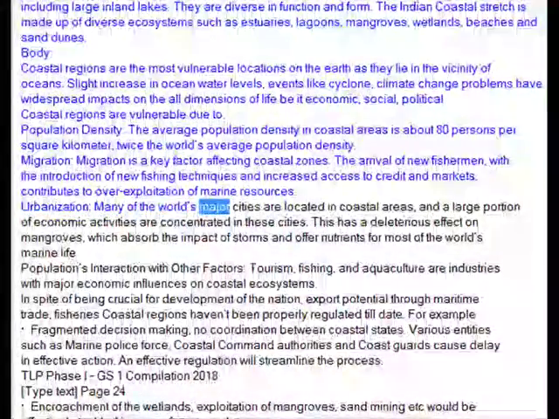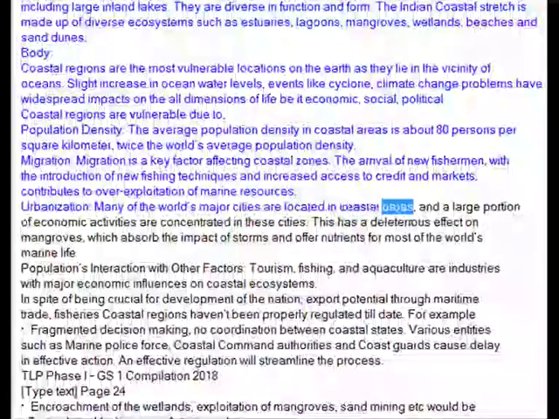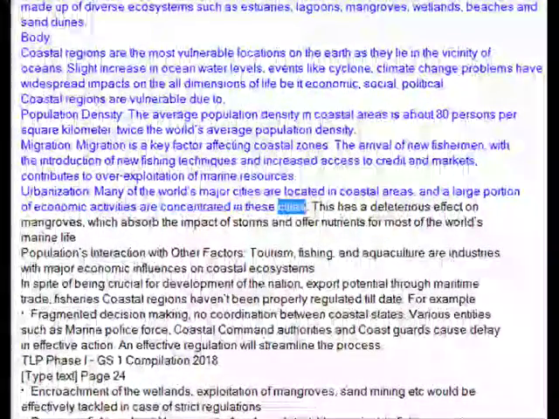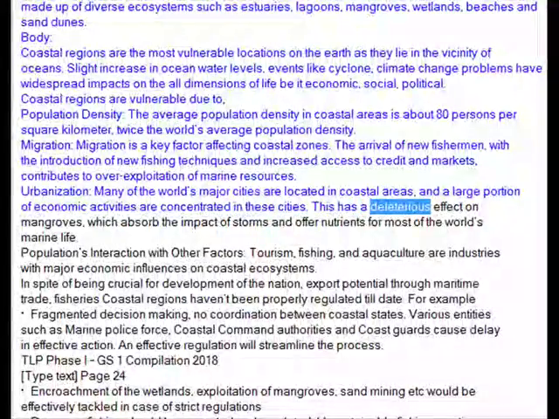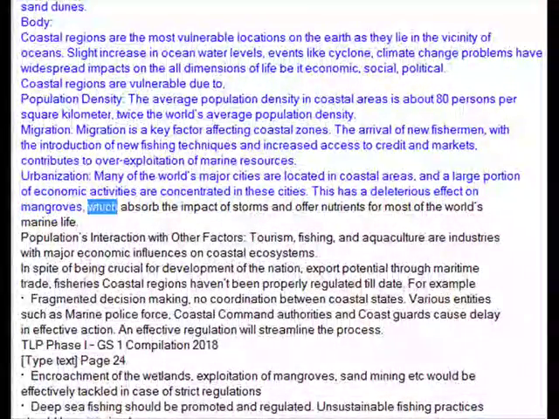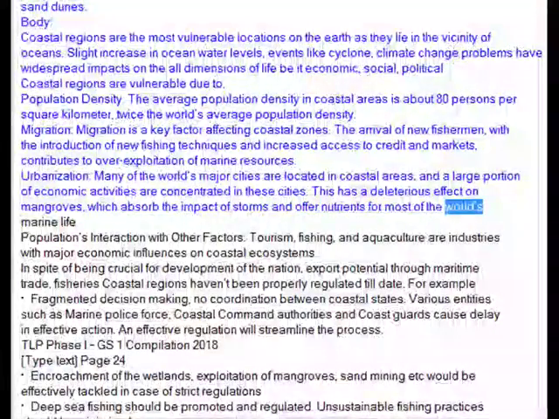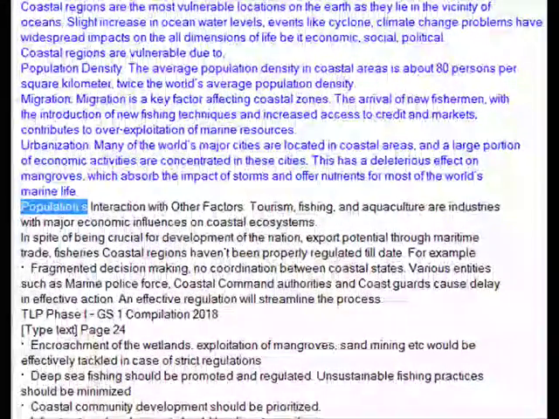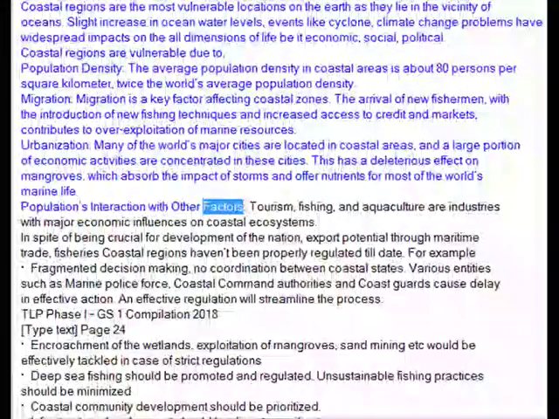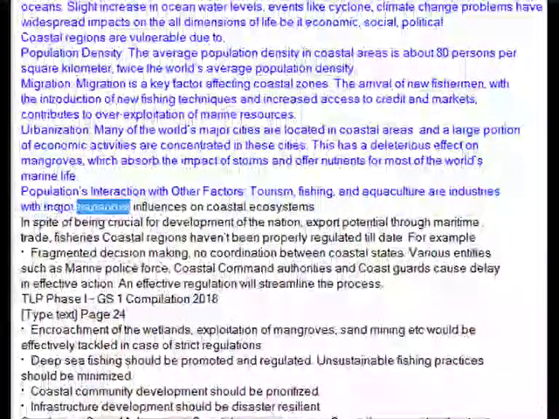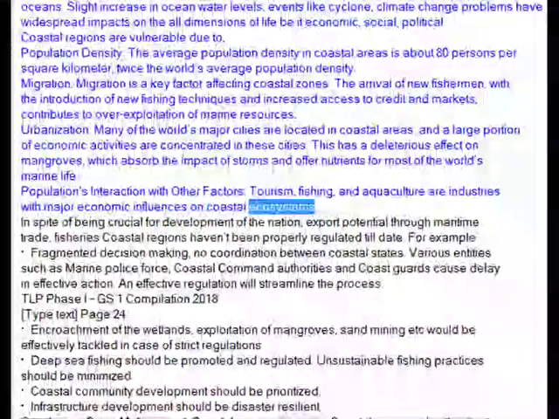Many of the world's major cities are located in coastal areas, and a large portion of economic activities are concentrated in these cities. This has a deleterious effect on mangroves, which absorb the impact of storms and offer nutrients for most of the world's marine life. Population's interaction with other factors, tourism, fishing, and aquaculture are industries with major economic influences on coastal ecosystems.